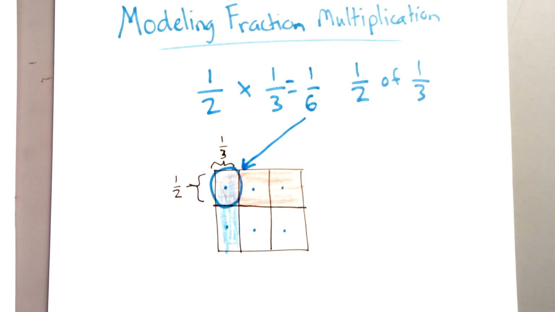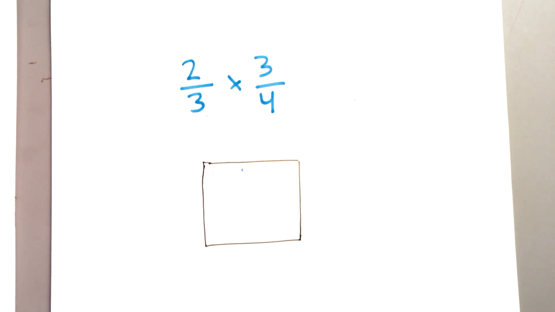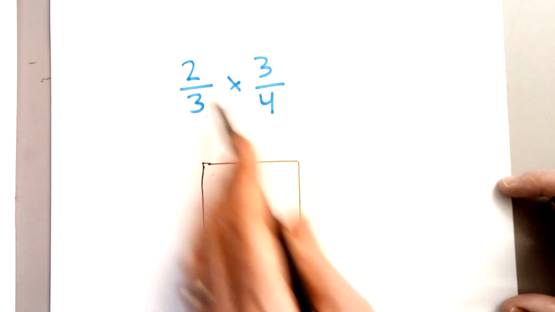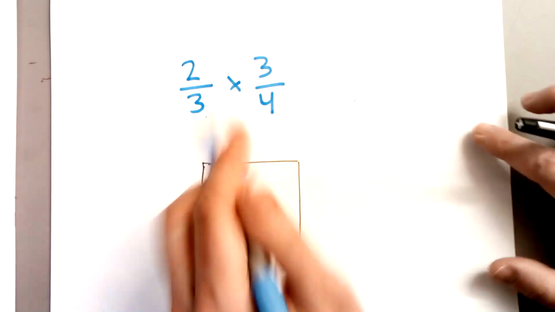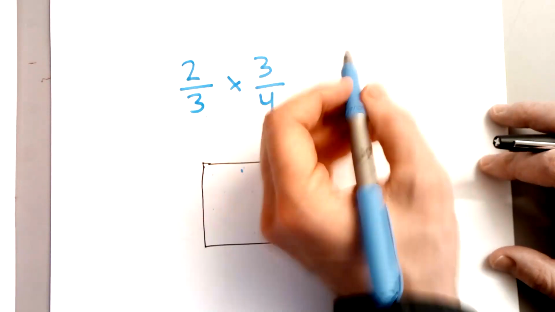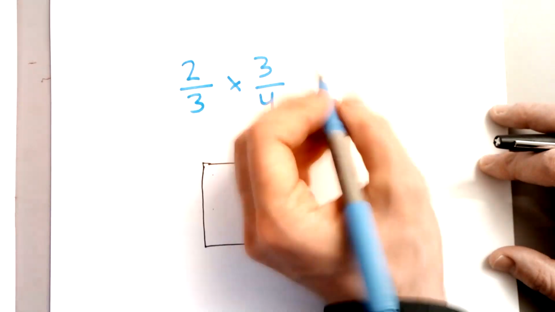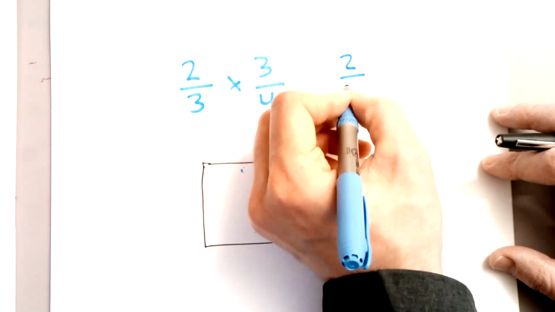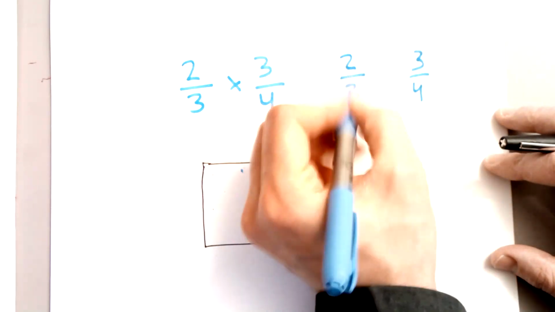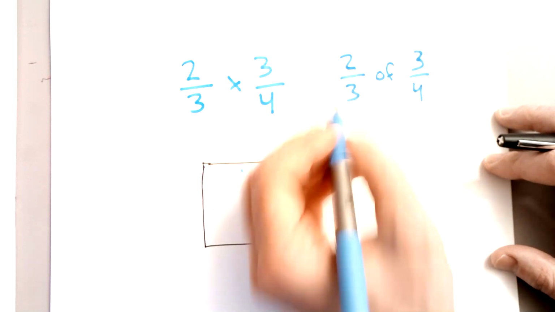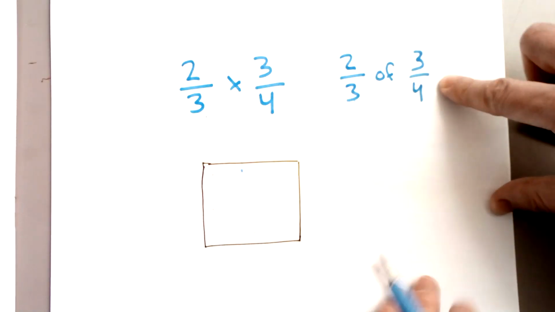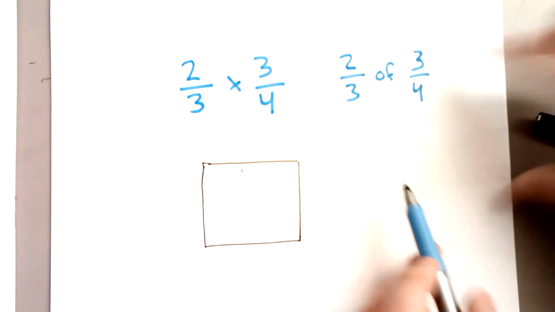Let's do another one. This one is going to be 2/3 times 3/4. And I chose these because I want to show you that it doesn't just work with unit fractions. If you have a numerator of 1, it works with all fractions less than 1. So again, 2/3 times 3/4 is just the same as saying start with 3/4, but then take 2/3 of 3/4. So I know my product is going to be less than 3/4 because I only get 2/3 of that 3/4.